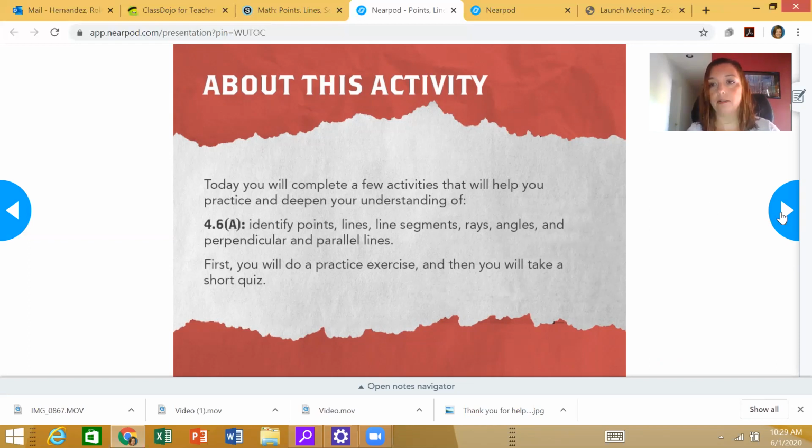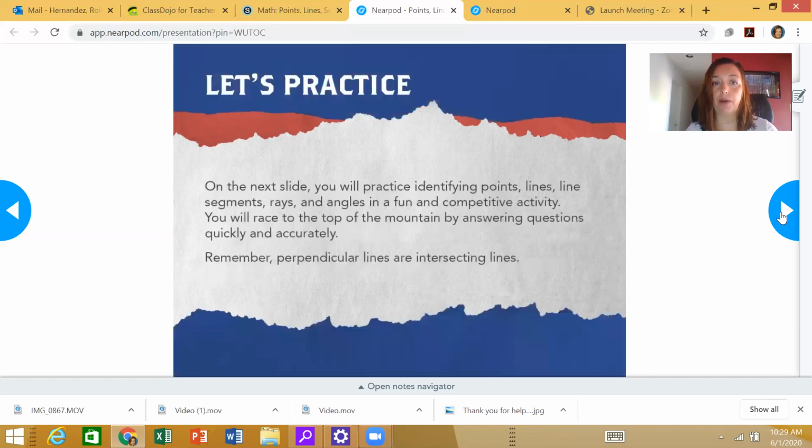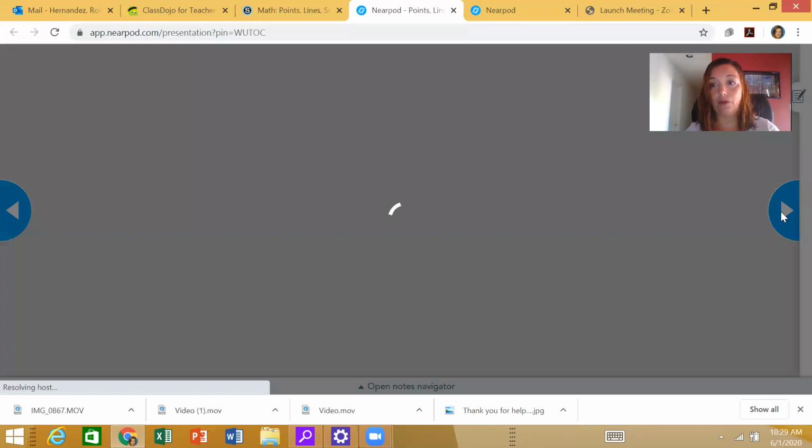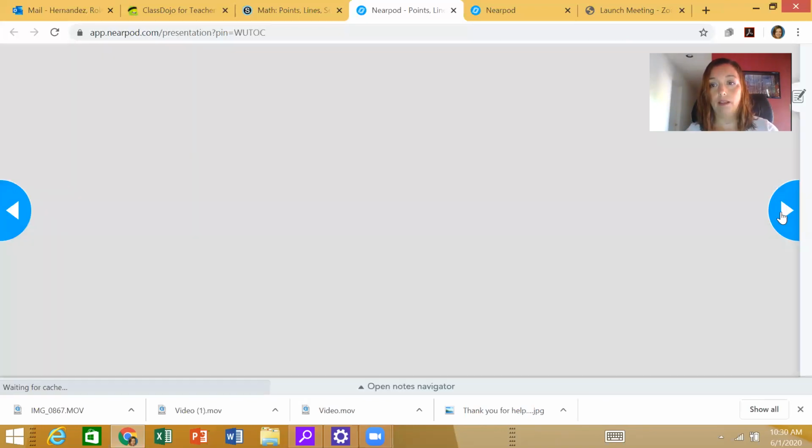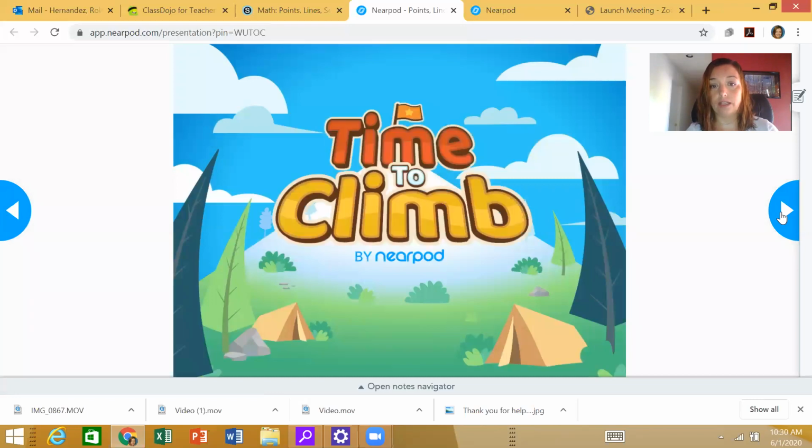So I'm going to press the forward button. It says, let's practice. On the next slide, you will practice identifying points, lines, line segments, rays, and angles in a fun and competitive activity. You will race to the top of the mountain by answering questions quickly and accurately. Remember, perpendicular lines are intersecting lines. So then you're going to see this, and it is a game. You're going to answer the questions. It's called Time to Climb.